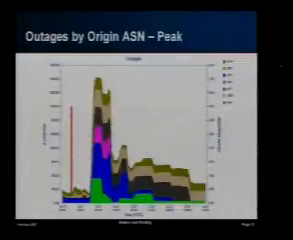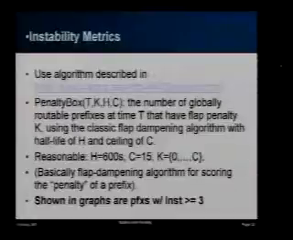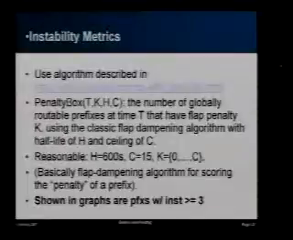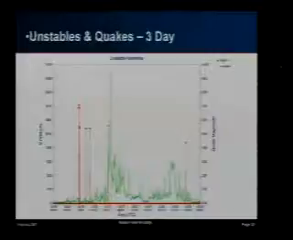Outages by Origin ASN at the peak. And it's as you would expect, although I think it's much higher prevalence of Indian ASs than people thought. So I want to show some instability metrics. The instability algorithm we used was described in a previous paper we gave. It's basically flap dampening where, as I said, you assign a penalty and then you decay that penalty over time. And it's a useful way of tracking the level of stability for a prefix.